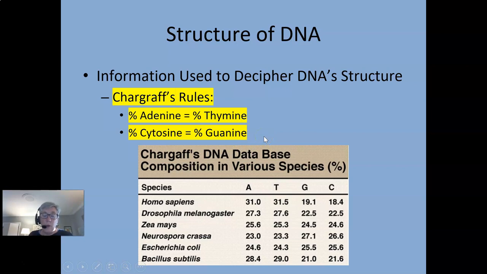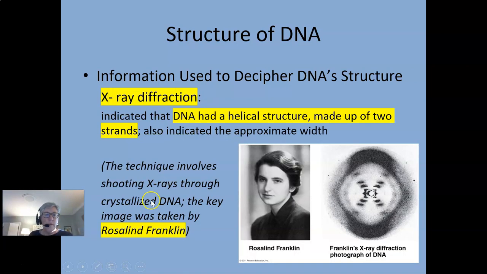I'm sure you have A, T, C, and G. This rule just says that A and T are always present in almost exactly equal amounts, and G and C are present in equal amounts. And that is true through all these species. So that was an interesting observation that helped them figure out the structure.